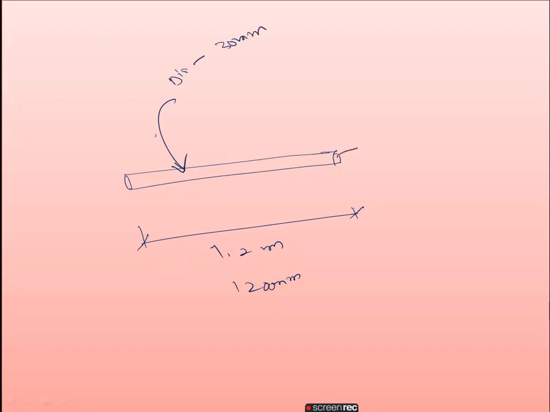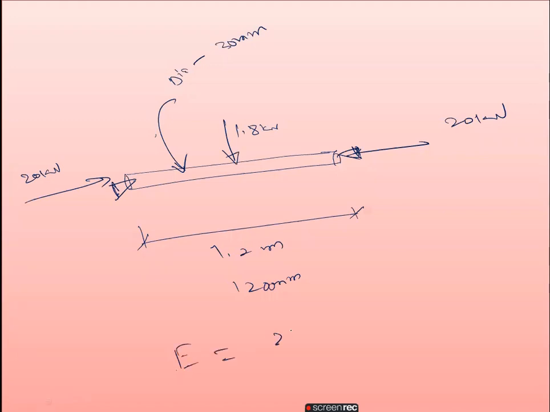This one is hinged at both ends. It is also subjected to an axial thrust of 20 kilonewtons on both sides, and a transverse point load of 1.8 kilonewtons at the middle. Take Young's modulus E equal to 208 giganewton per meter square. So this is the given data. We have to solve this problem and determine the maximum stress value.